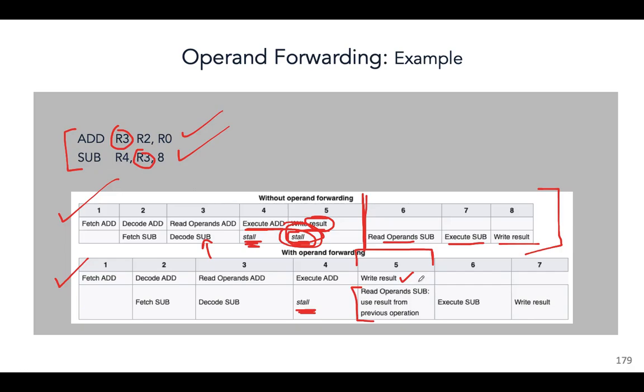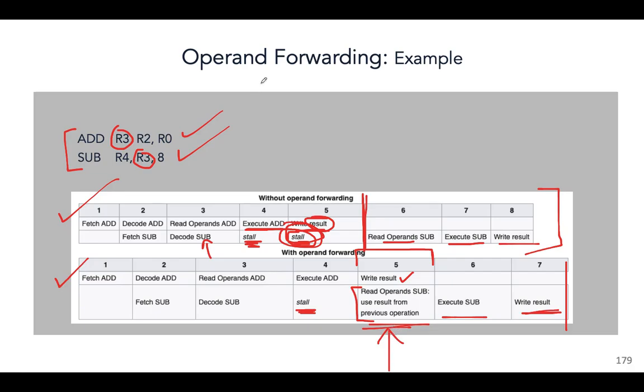Before writing completes, the add instruction can just forward the operand R3 to the subtract instruction so that subtract can also start its operation. Right now, subtract has read the operand which was given to it directly by the add instruction, and then in the 6th clock cycle, subtract is executed, and in the 7th clock cycle, subtract has already completed writing its results. So this is what happens with operand forwarding.